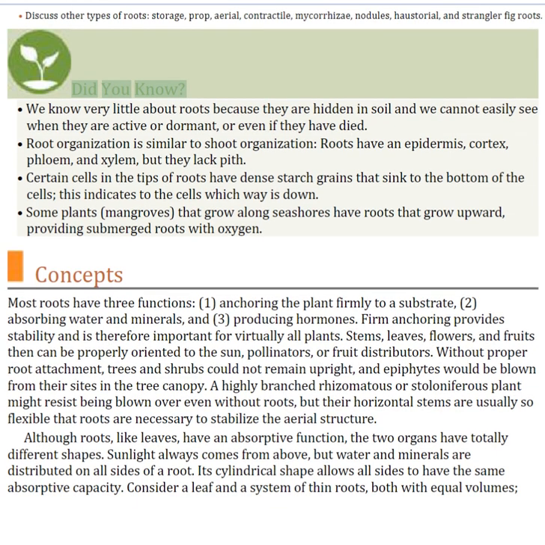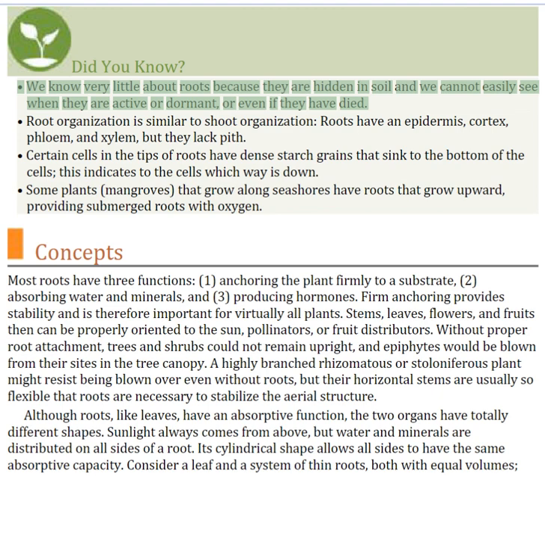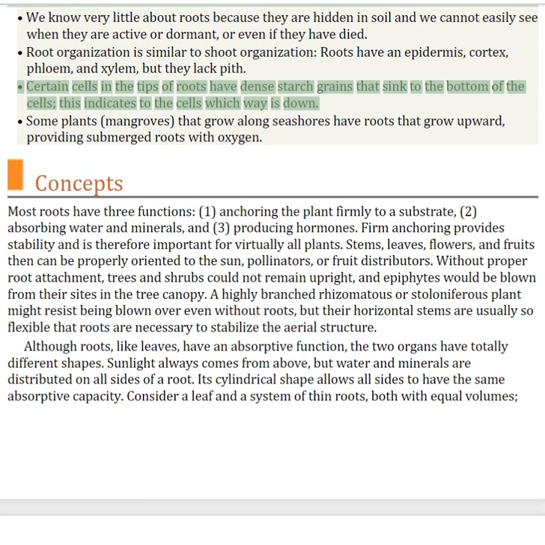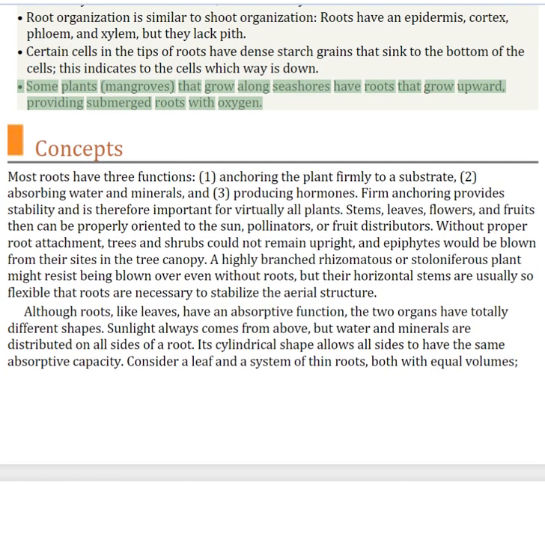Did you know? We know very little about roots because they are hidden in soil and we cannot easily see when they are active or dormant, or even if they have died. Root organization is similar to shoot organization. Roots have an epidermis, cortex, phloem, and xylem, but they lack pith. Certain cells in the tips of roots have dense starch grains that sink to the bottom of the cells. This indicates to the cells which way is down. Some plants that grow along seashores have roots that grow upward, providing submerged roots with oxygen.